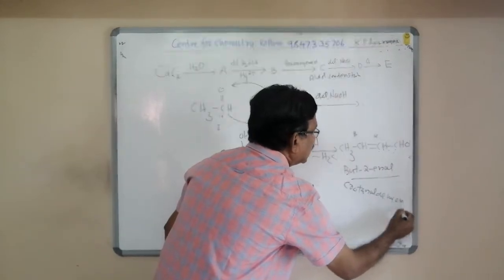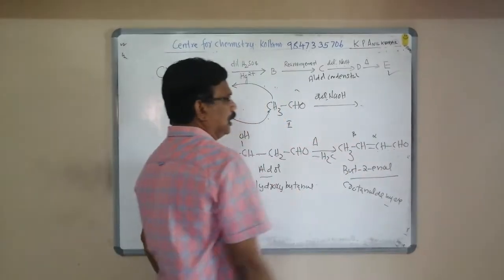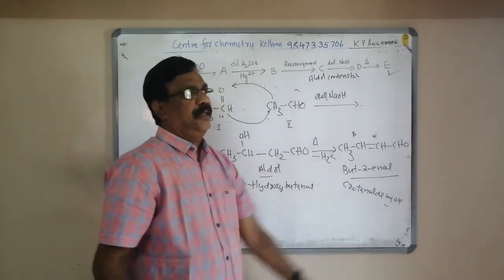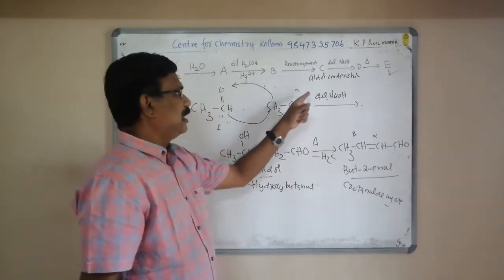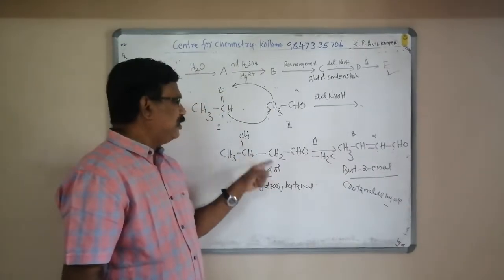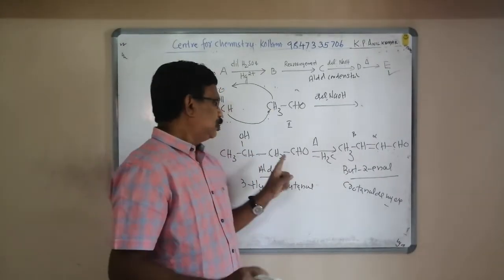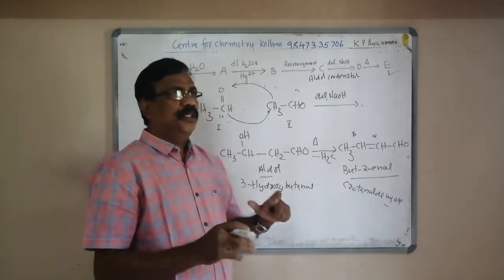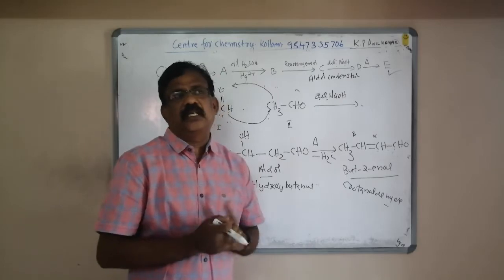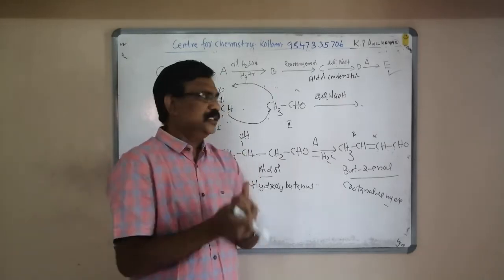Crotonaldehyde. So the answer, capital E, is but-2-enal, or crotonaldehyde, is the final answer. And this simple condensation reaction is called the aldol condensation reaction. Beta-hydroxy aldehydes are called aldols, and this condensation reaction is called aldol condensation reaction. And what is the aldol condensation reaction?